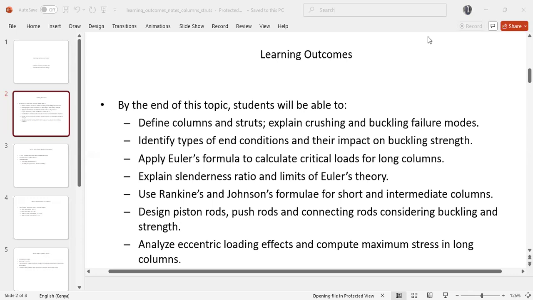Then about the definition of a column: a column is basically a vertical structural member in a building or a structure that primarily transfers load from the slab. It transfers the load from the slab and the beams.